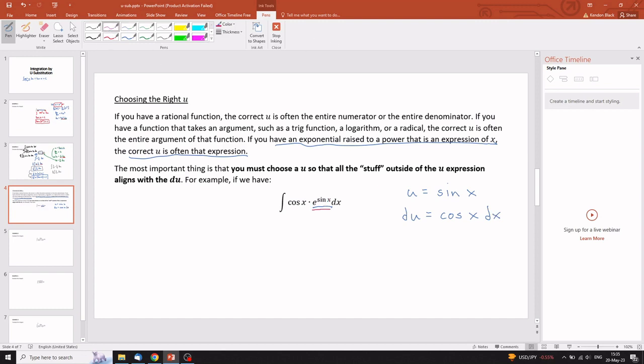Well, here's our u expression. This will become e to the u. So the outside stuff is cos x dx. And yes, it aligns perfectly. So that means we did, in fact, choose the correct u.